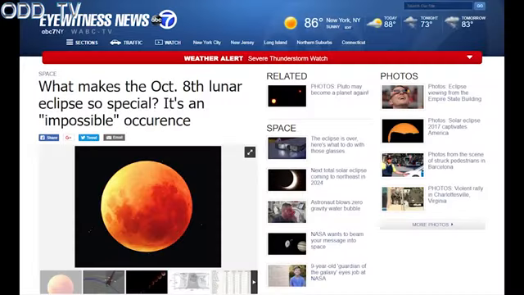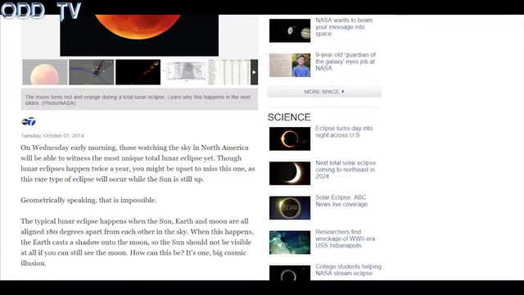I'll show you one right here. What makes October 8th lunar eclipse so special? It's an impossible occurrence. It says, on Wednesday early morning, those watching the sky in North America will be able to witness the most unique total lunar eclipse yet. Though lunar eclipses happen twice a year, you might be upset to miss this one, as this rare type of eclipse will occur while the sun is still up.